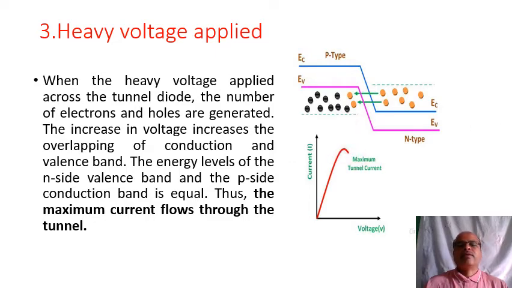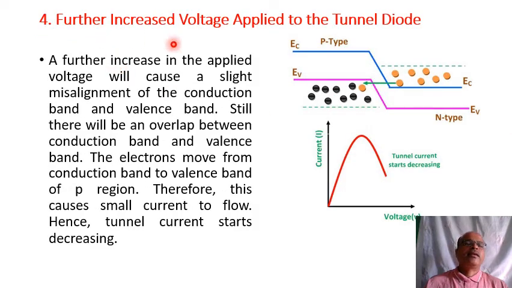When the applied voltage is increased further, a further increase in voltage will cause a slight misalignment of the conduction band and valence band. Still, there will be overlap between the conduction band and valence band, and electrons move from the conduction band to the valence band of the p region. Therefore, a small current flows, and the tunnel current starts decreasing as shown in this diagram.